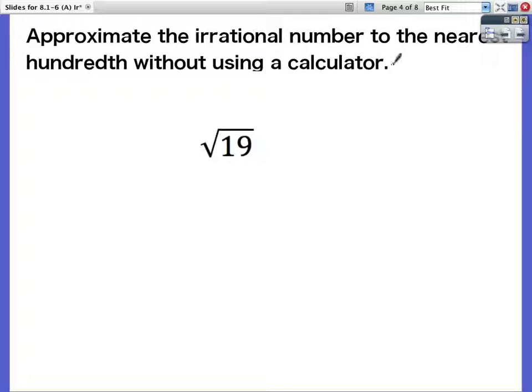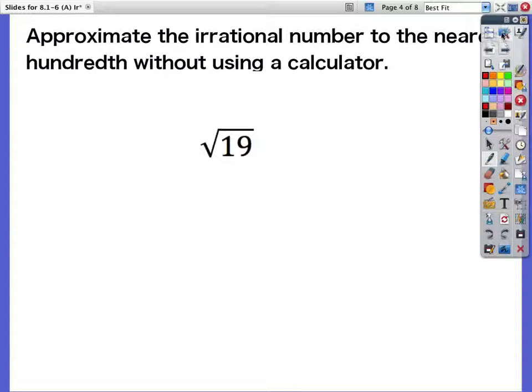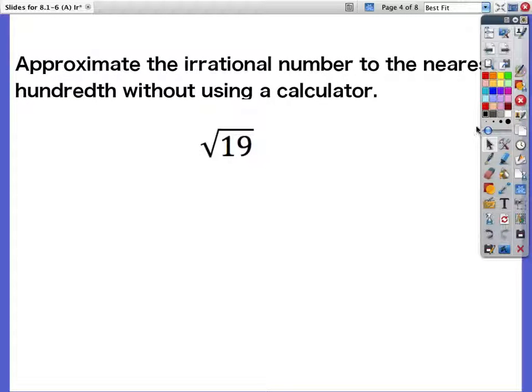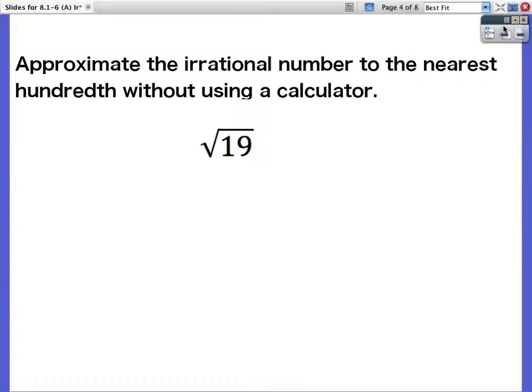To go over a problem like this, I like to first consider what perfect squares this is between. In other words, we know how to do the square root of 16. We know that's plus or minus 4. We know we can do the square root of 25. That's plus or minus 5, because 5 times 5 is 25, and a negative 5 times a negative 5 is 25.